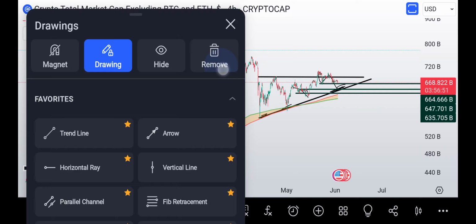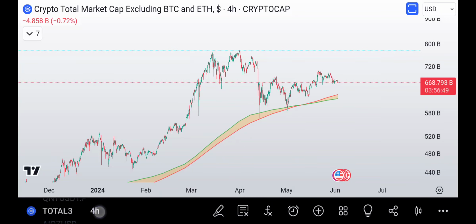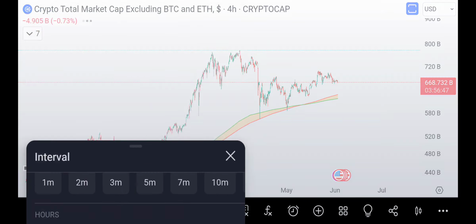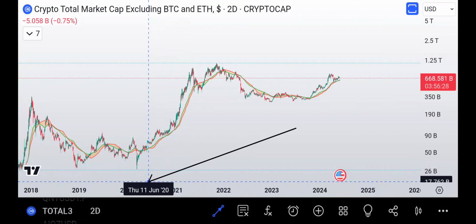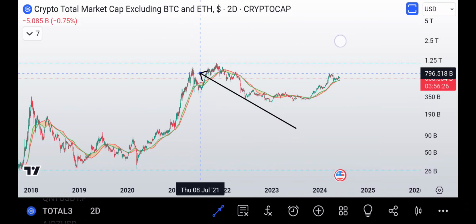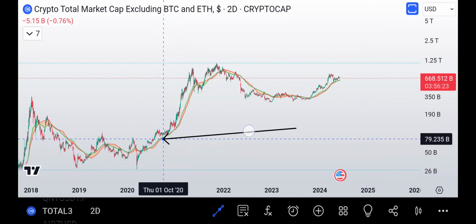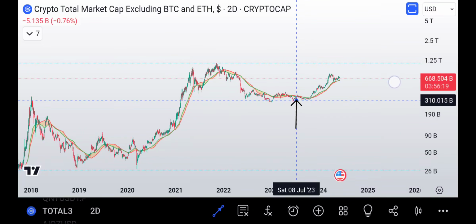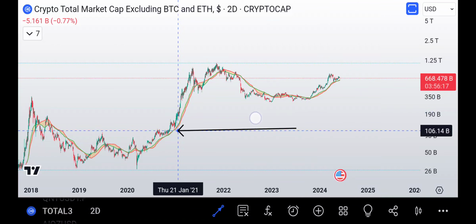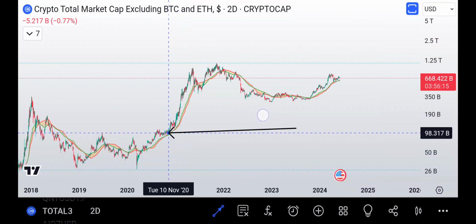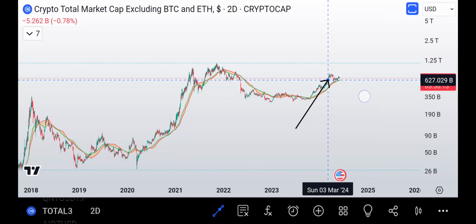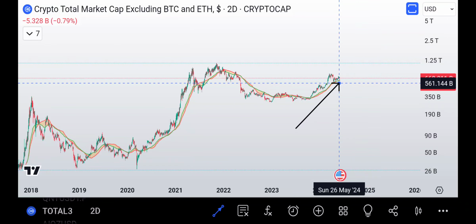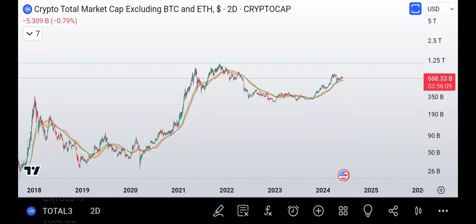And then here we have our fractal. Let me show you that. So you could say, okay, this was the last bull run, right? So you could say that this first wave up is similar to this first wave up. And this correction we're in now is similar to the correction we're in as well. So let's see if we can match that up.